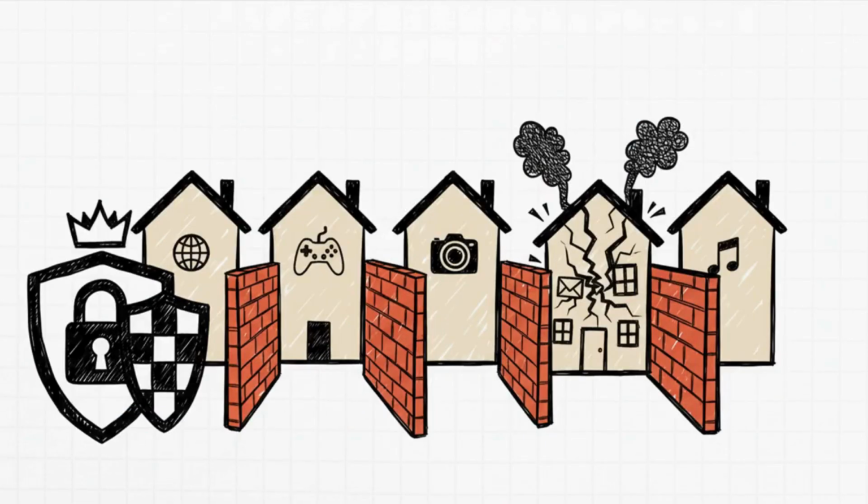Now this one is huge. Your OS is also your system's bodyguard. It puts up walls between different programs, so if one app crashes, it doesn't take your whole computer down with it. It manages permissions, and it stops unauthorized programs from messing with your files and memory.